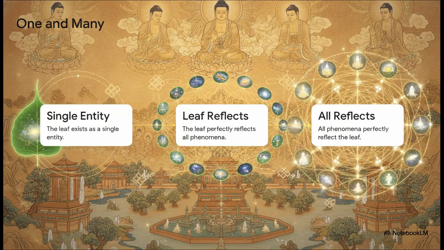And that flows perfectly into the gate of one and many. Let's break it down. First, the leaf is obviously a single entity. We can see that. But second, because it shares the exact same underlying reality as the whole universe, the leaf perfectly reflects all phenomena. And third, all phenomena perfectly reflect the leaf. So the singular object and the boundless multitude just completely merge. There's zero duality here. One is literally many, and many is one.